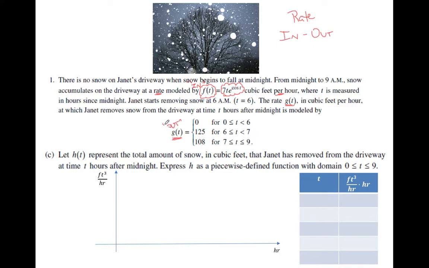And then the second twist was that there are two rate equations. This is snow, if you want to think of it as coming in, and this is snow going out. So as you saw in part B, we had to use a combination of those functions in order to answer the question. Now let's look at what they want in C.